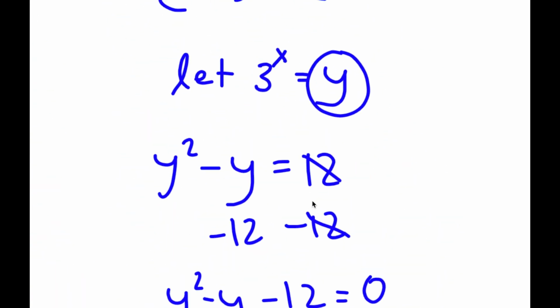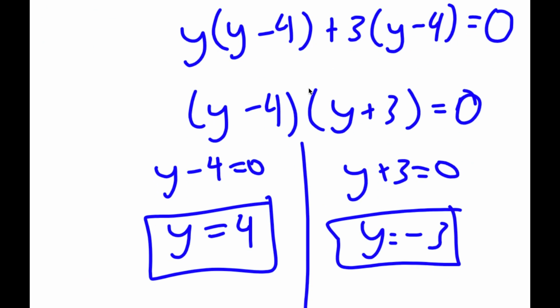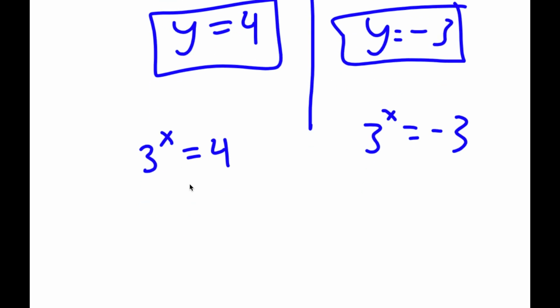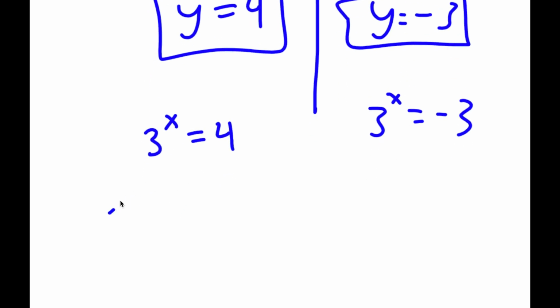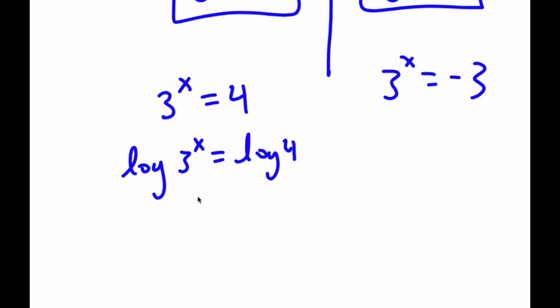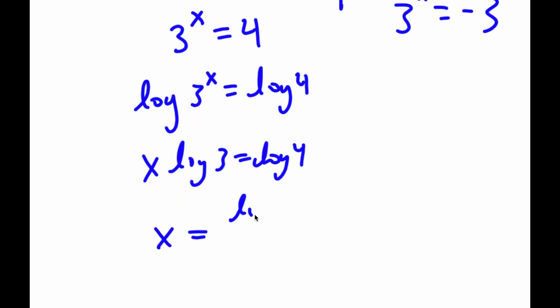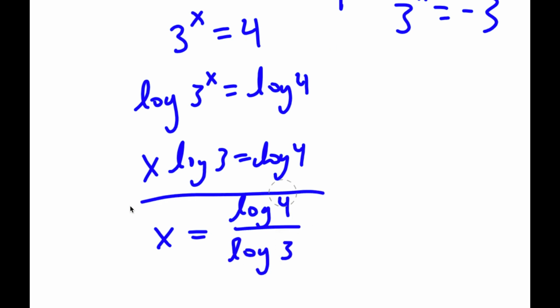So remember how we let 3 to the power of x equal y. So now I have 3 to the power of x is equal to 4, and 3 to the power of x is equal to negative 3. Well, 3 to the power of x equals 4. To solve this, I'm going to take the log on both sides. So then I get x times log 3 is equal to log 4, meaning x is equal to log 4 over log 3.